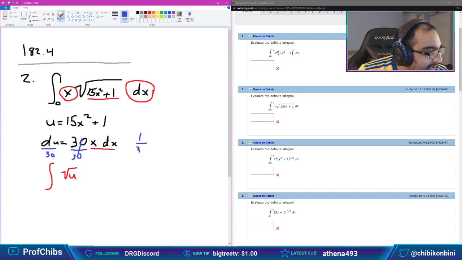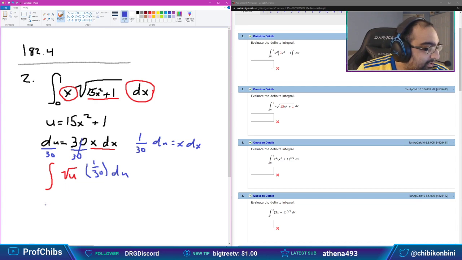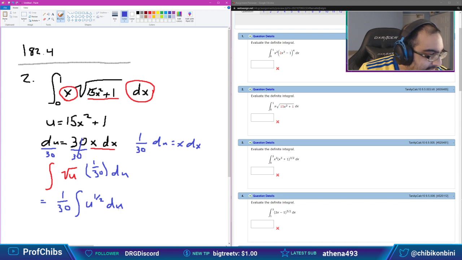We have 1/30th du equal to x dx. All right. So now what we'll do here is we have everything in terms of u, which is what we want. Take that 1/30th on the outside, since that's a constant. We can also rewrite the square root of u. Square root of u is u to the 1/2 power.